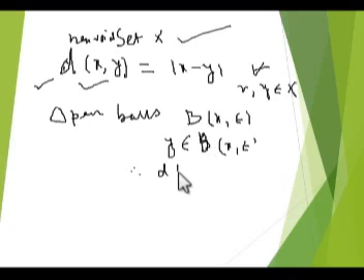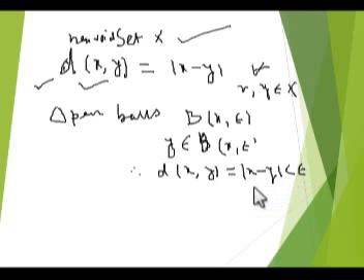So the distance between any two elements, d(x,y), is equal to mod of x minus y. The difference must be less than epsilon. So such kind of balls we will take, where the difference of two elements is less than epsilon. This is our open ball, defined in this way.